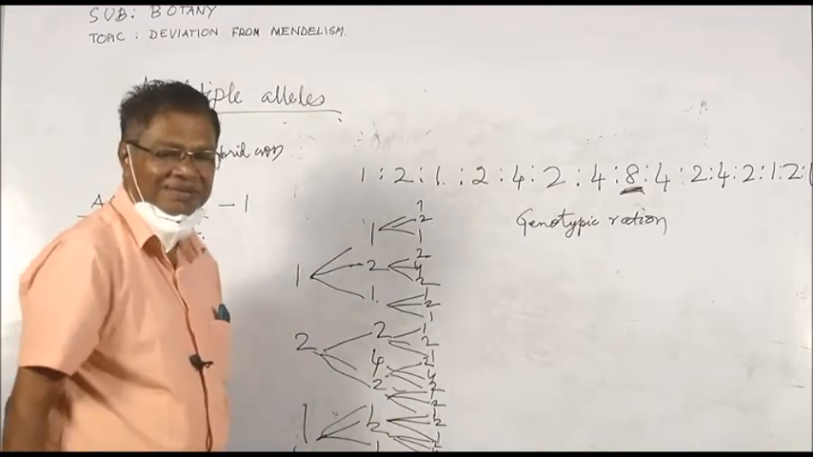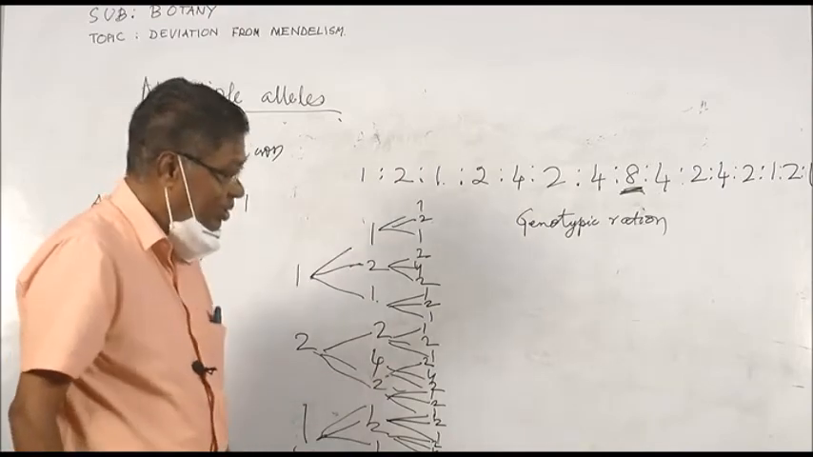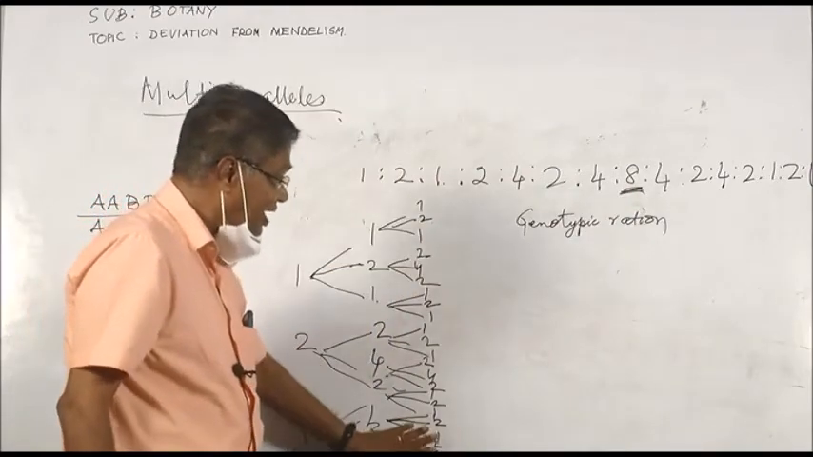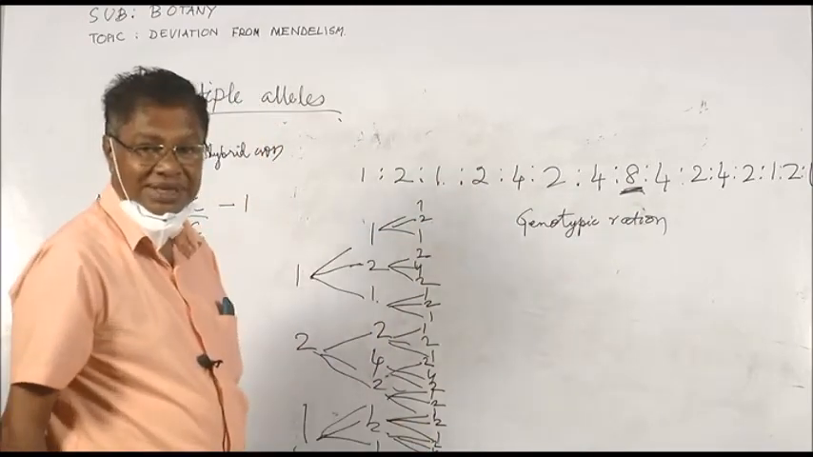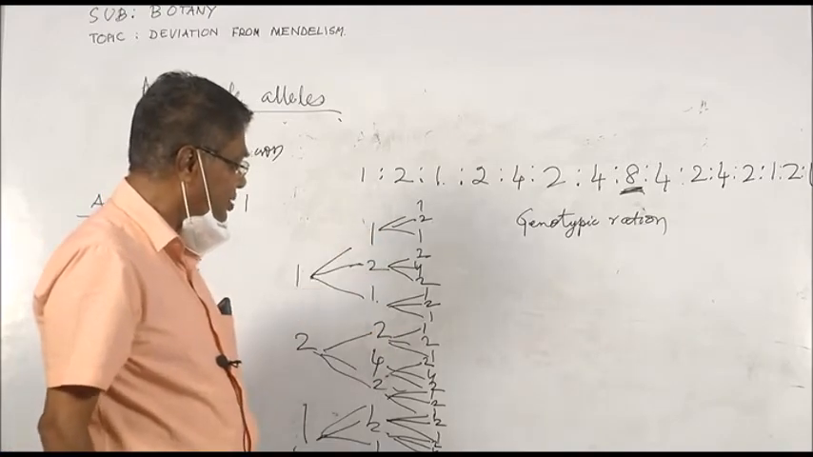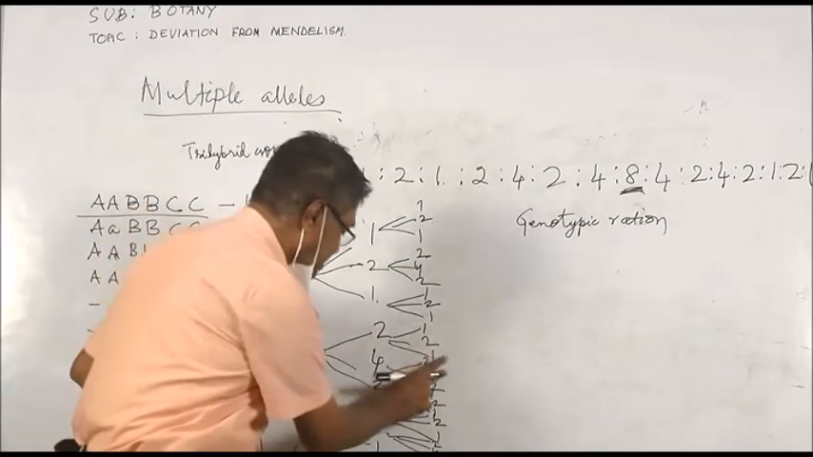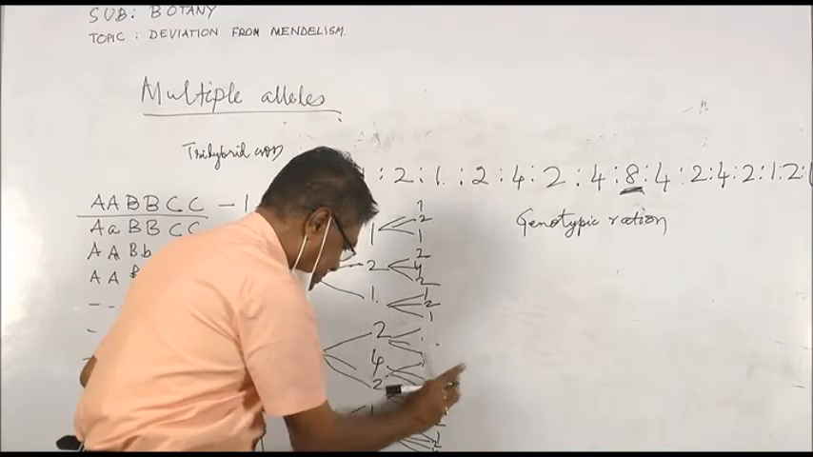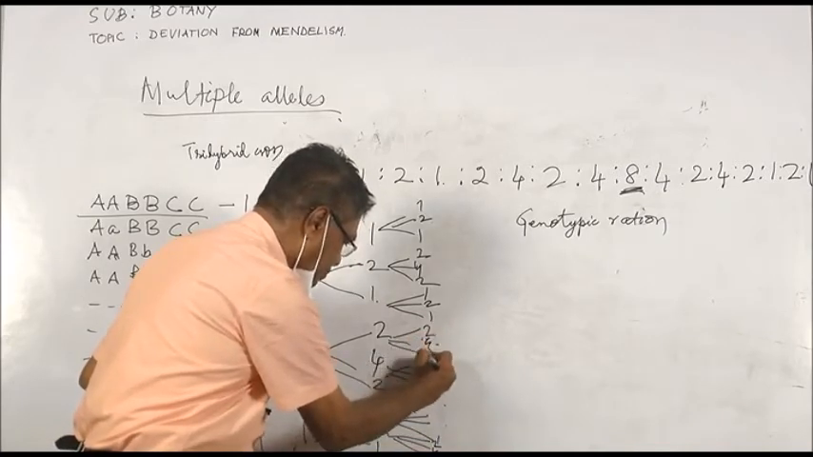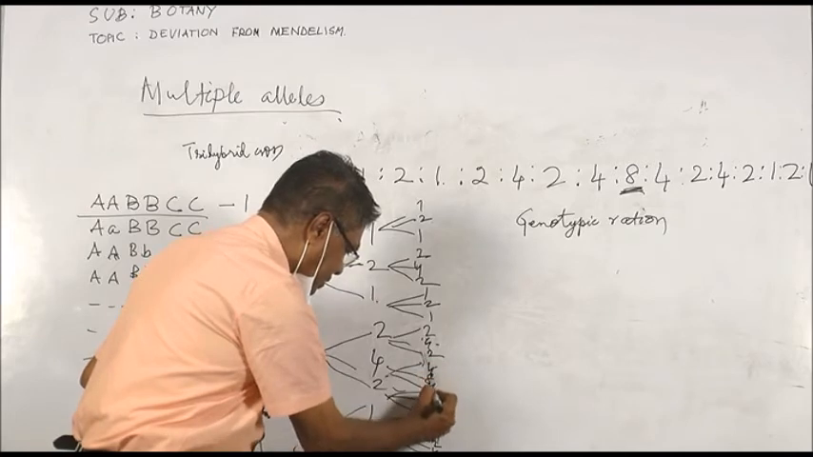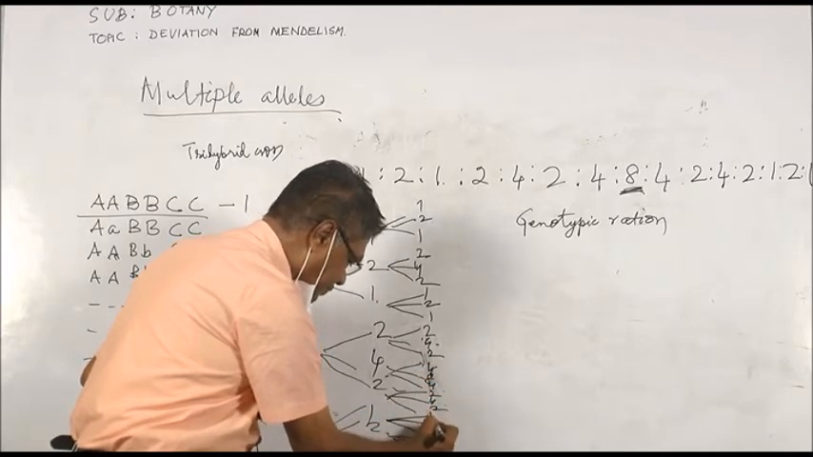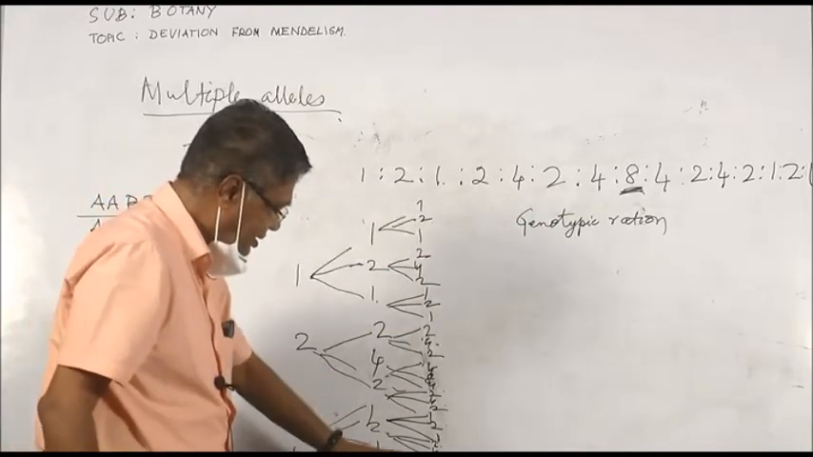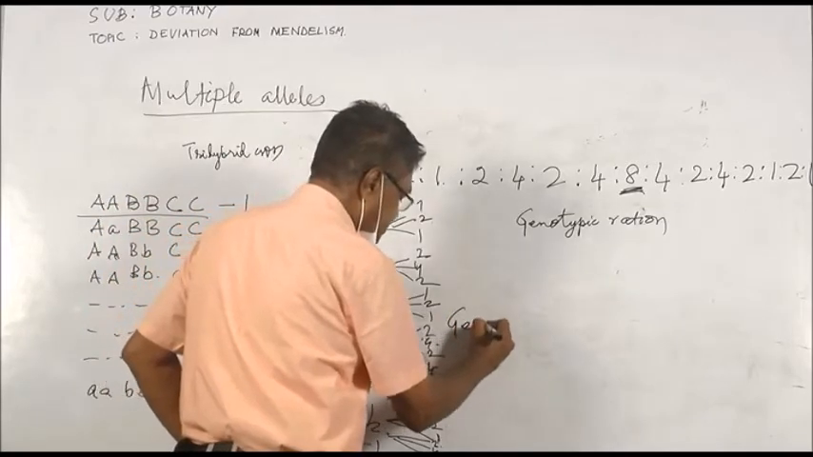Now here I will show you an interesting thing, how this is there, but this is accurate and this is wrong. And what is the actual ratio? I am sorry, there is a mistake here. 2, 4, 2, 1, 4, 8, 4, 2, 4, 2, 1 to 1, 2, 4, 2, 1 to 1. Now, this is the genotypic ratio.